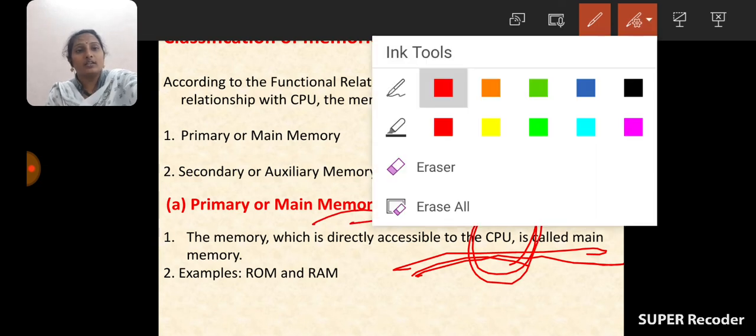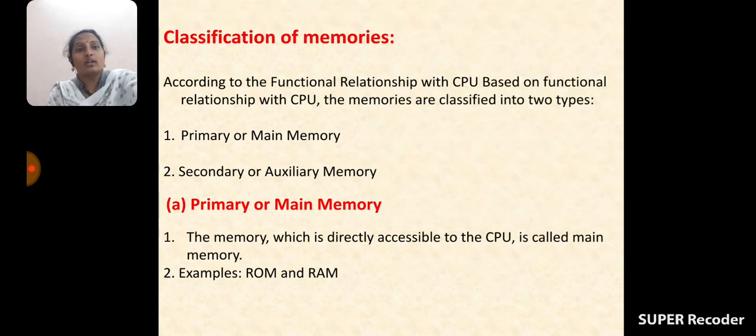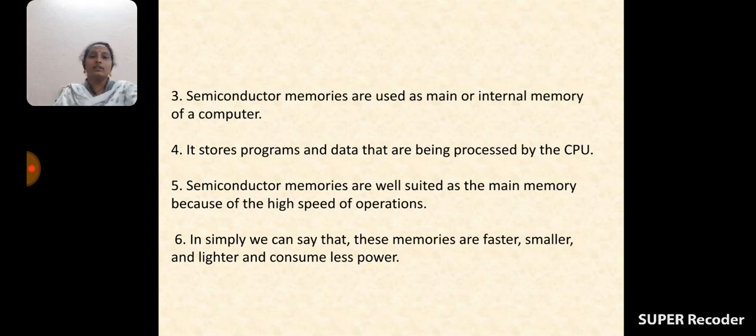So what are the examples of main memory? ROM and RAM. And which elements are used as the main memories? Semiconductor memories are used as the main memories. And here the stored elements are directly processed by the CPU.